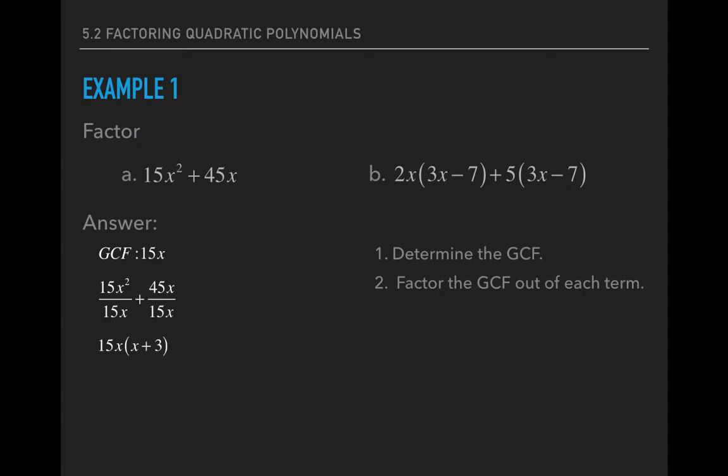You could check, and I encourage you to do so, that if you distributed the 15x back into that binomial, you would get what you started with. 15x times x is 15x squared. 15x times 3 is in fact 45x. So we have correctly factored out our GCF.